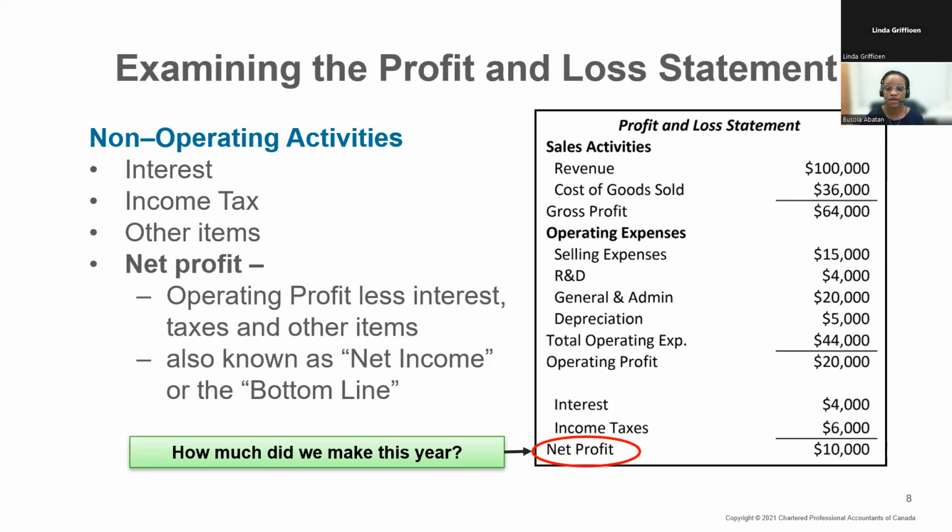Yeah, I see somebody mentioned packaging. Yeah, packaging is definitely cost of goods sold. I agree with that, yes.